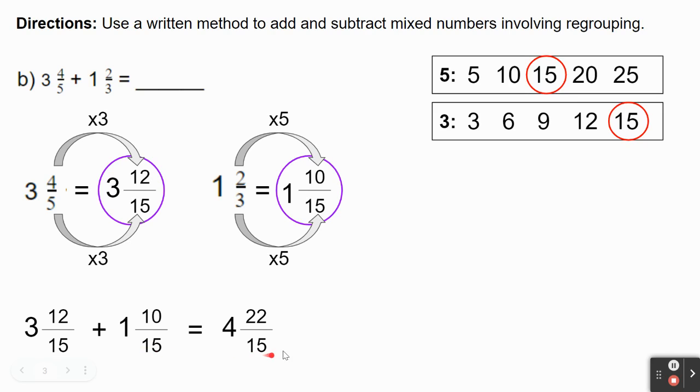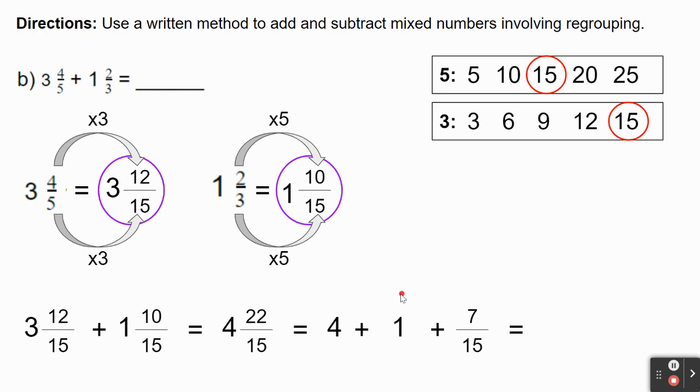But if we look at the fraction, the numerator 22 is bigger than the denominator 15. That means there's at least 1 whole that's inside this fraction that we can take out. So let's break apart our whole number and fraction. We have 4, because that's the whole number in front, plus we're going to take out 1 whole, which is 15 fifteenths. Now let's think, what do we add to 15 fifteenths to get to 22 fifteenths? Well, we add 7 fifteenths. Remember, 15 fifteenths is equivalent to 1 whole.